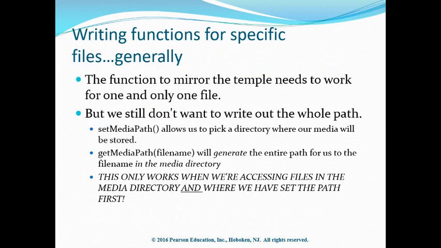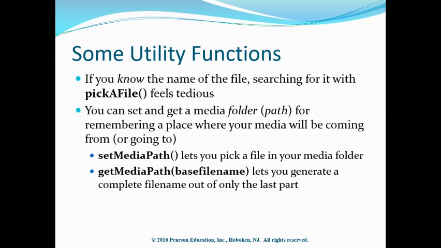Writing functions for specific files generally. The function to mirror the temple needs to work for one and only one file, but we still don't want to write out the whole path. Set media path allows us to pick a directory where media will be stored. Get media path will generate the entire path for us to use as file name in the media directory. This only works when we're accessing files in the media directory and where the files have set the path first.